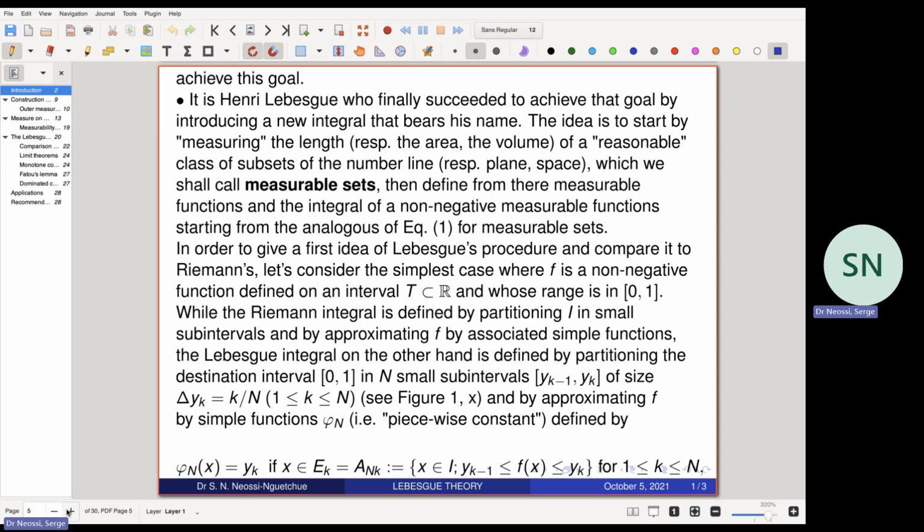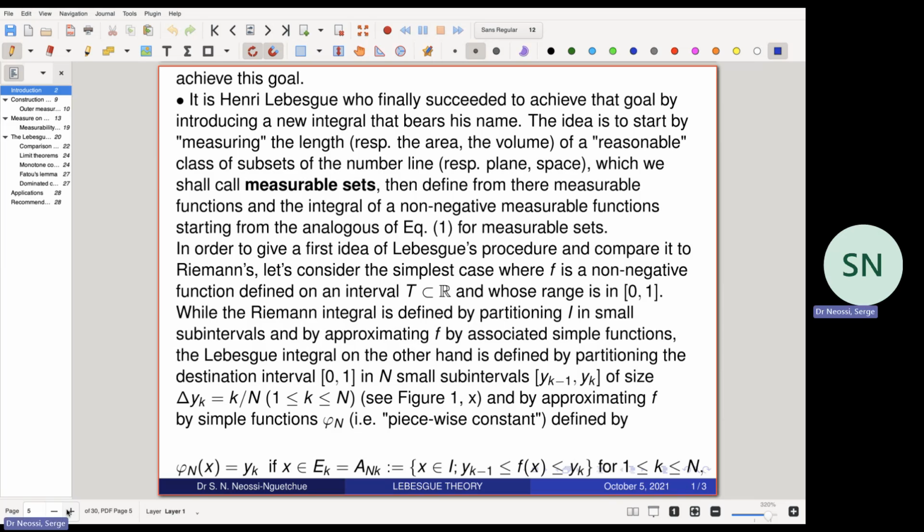the Lebesgue integral, on the other hand, is defined by partitioning the destination interval [0, 1] in capital N small subintervals [y_{k-1}, y_k] of size Δy_k, which is given by k/N, where k takes the value from 1 to N. For this one, we refer to figure 1, which we should display very soon.